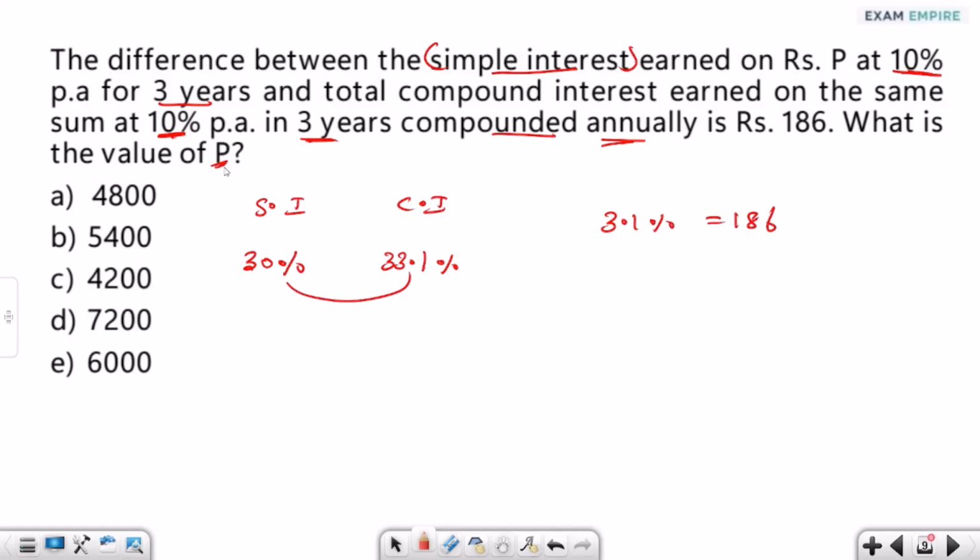So what is the value of P? So value of P is 100%. Okay, so 100% equal to how much? So 186 into 100 by 3.1. Okay, so it will be 60 times. So 60 into 100, what will be the answer? So answer will be 6,000 rupees. So answer for this particular question is 6,000 rupees.